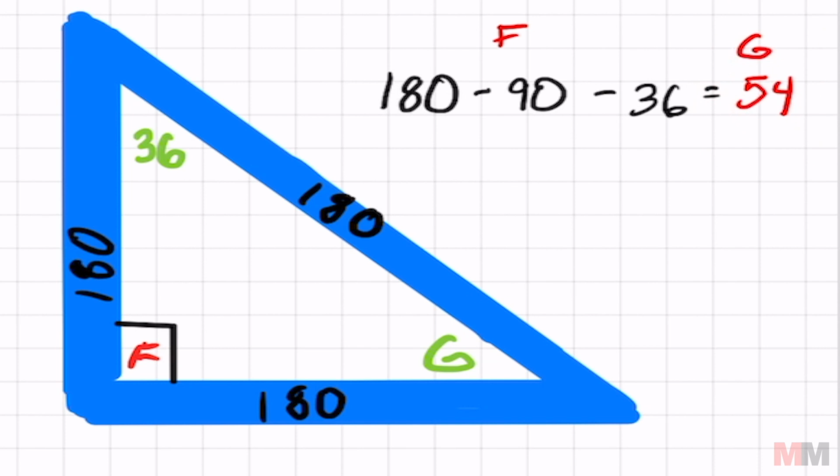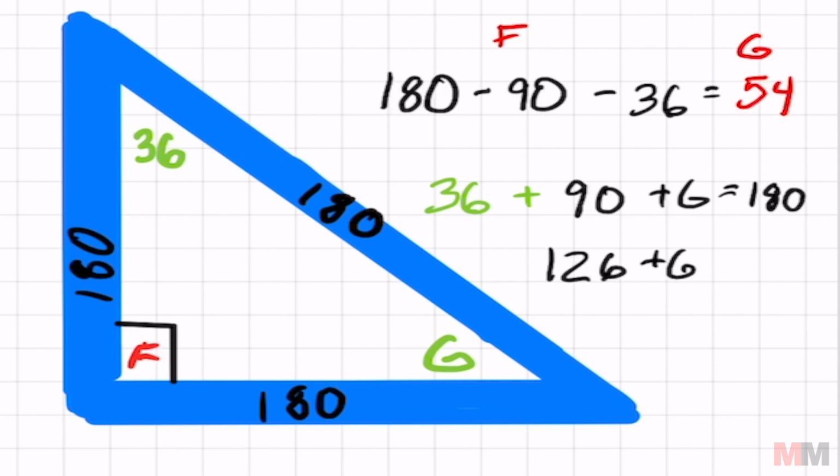If you want to set it up using equations, you can do that too. So we can say 36 plus, well, we know that that's a 90-degree angle, so we can just put 90 plus G equals 180. And then we just do some simple algebra from there. 36 plus 90, that's 126.